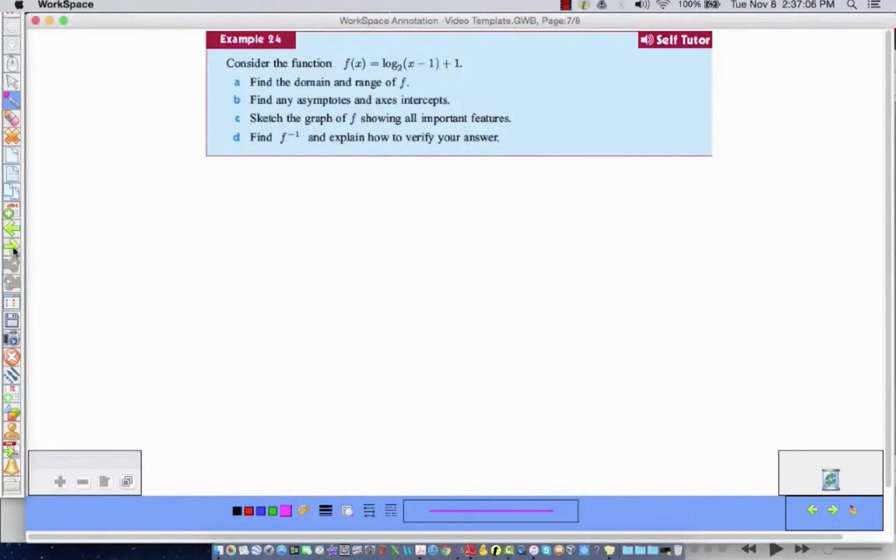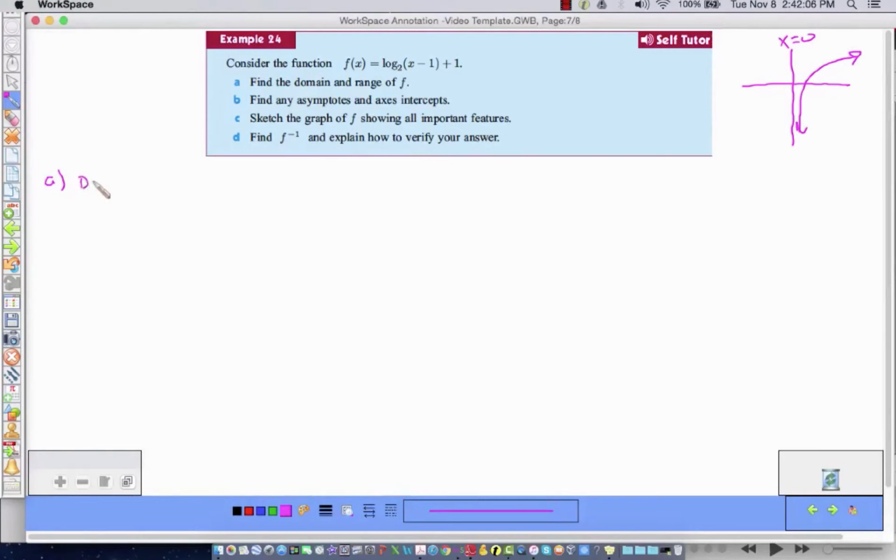So let's just do a couple of graphs. All right, so we're going to consider the function f of x equals log base 2 of (x minus 1) plus 1. But let's just do a quick reminder here. We know that the basic sketch of a logarithmic graph looks like this, and we have a vertical asymptote of x equals 0, and this goes down to negative infinity, and this rises to positive infinity. So that's going to help us with the domain and range.